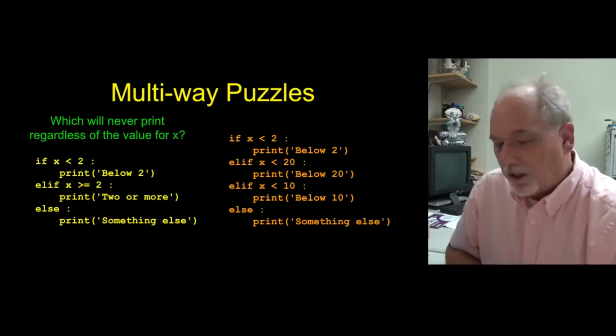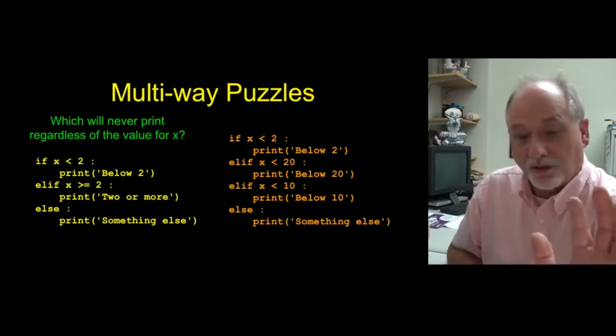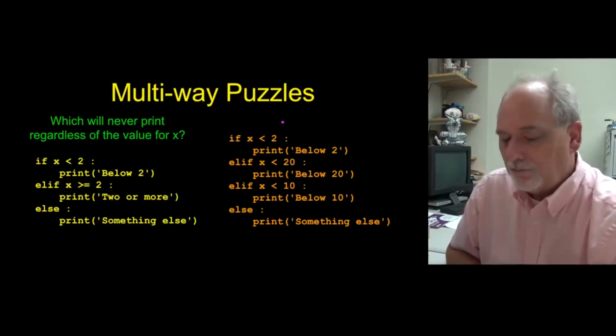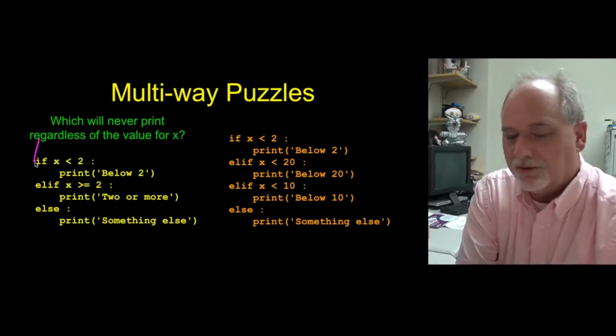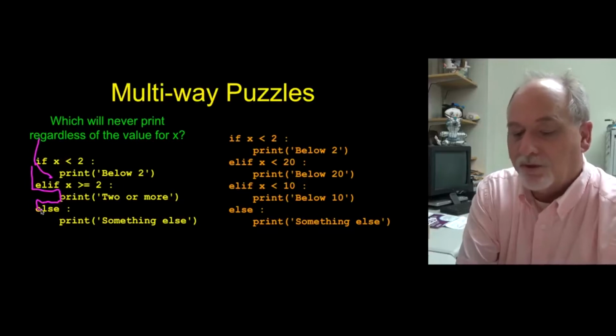Okay, hopefully you paused and thought about it as long as you like, but let me now explain it to you. So we come in here, and if x is less than or equal to 2, it's going to run this first thing, and if x is greater than or equal to 2, it's going to run this, and if neither of those are true, then it's going to run this.